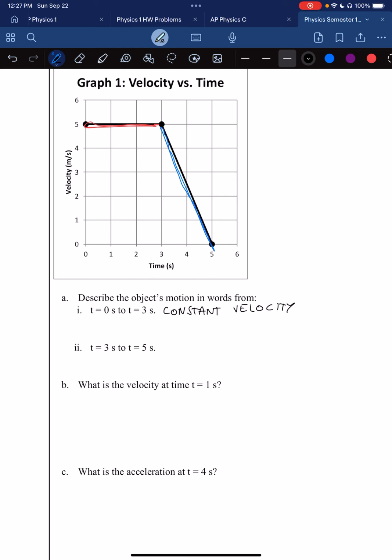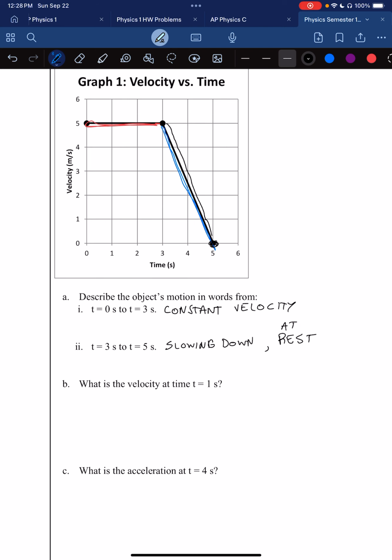Cool. And if we look at the next section, the blue, from 3 to 4 to 5 seconds, the velocity is decreasing. So we go from 5 to 4 to 3 to 2 to 1, and eventually to 0. So not only is the car slowing down, at the very end it goes to 0 speed. So when you're at 0 speed, you're stopped. So we can say motionless, or the word we like in physics is rest. It's at rest at the end. That's at that very specific time at 5 seconds that it's at rest.